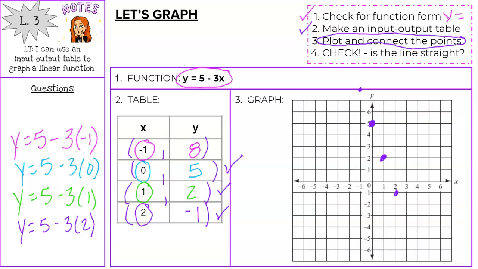Last step, make sure you connect the points. And then ask yourself, is the line straight? Yes, it is. So we are good to go. That's all the notes that I have for you. Please move into your practice.